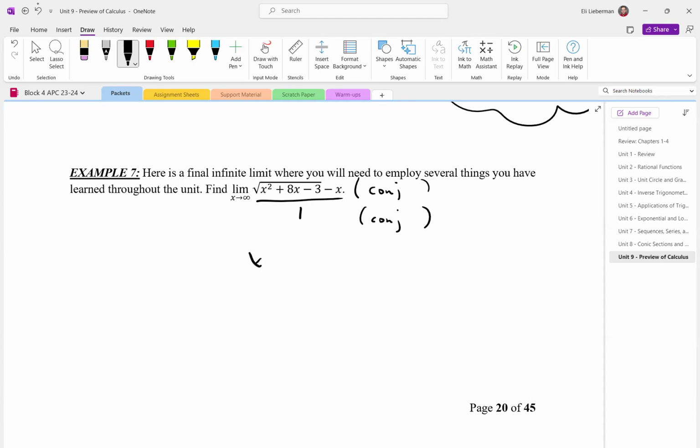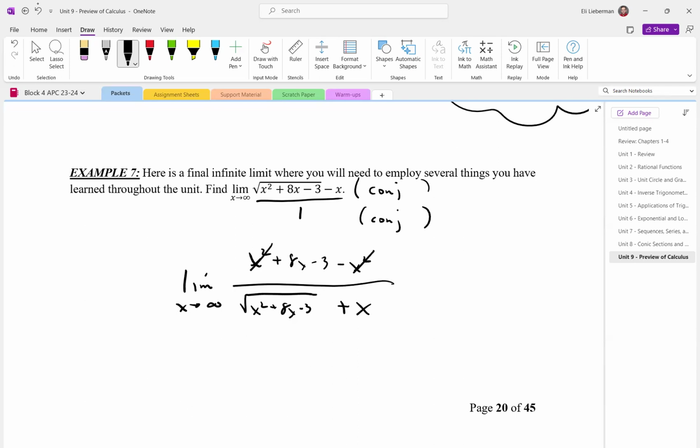So top becomes just x squared plus 8x minus 3 minus x squared. Bottom, I am going to write the conjugate here: square root of x squared plus 8x minus 3, plus x, excuse me. Take the limit as x goes to infinity. What happens now? The x squared leaves. Say adios to the x squares on top.